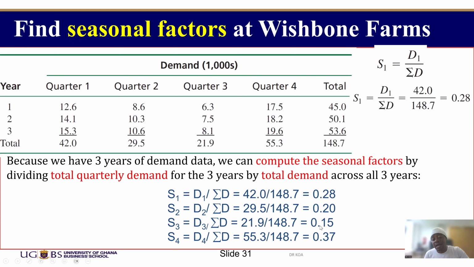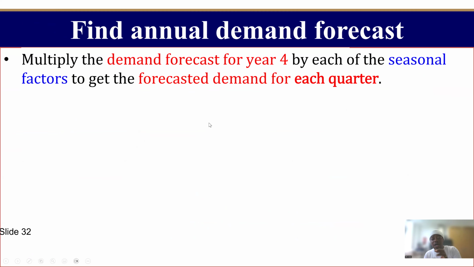Okay. And I will use that one, but let's say I get that value to be 80. I'll multiply the 0.28 by 80, 0.20 by 80, 0.15 by 80, 0.37, each one of them by 80. Okay. And that is what I'll need. That will help me to get the demand forecast for each quarter. The demand forecast for each quarter.